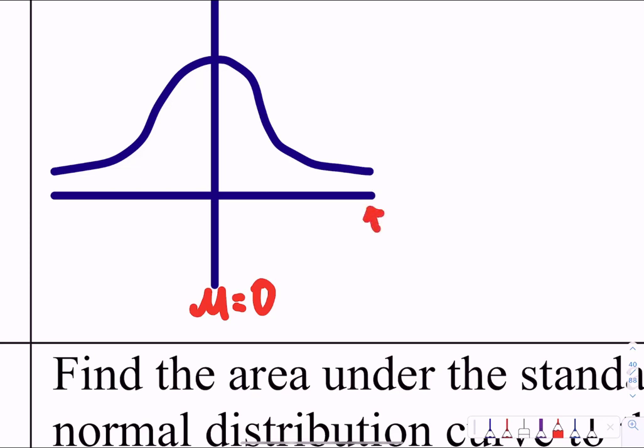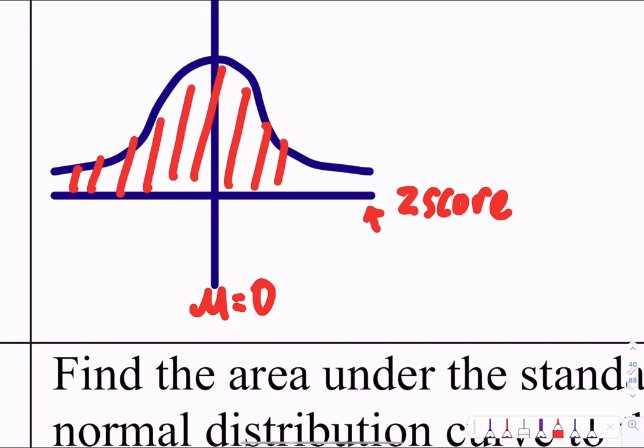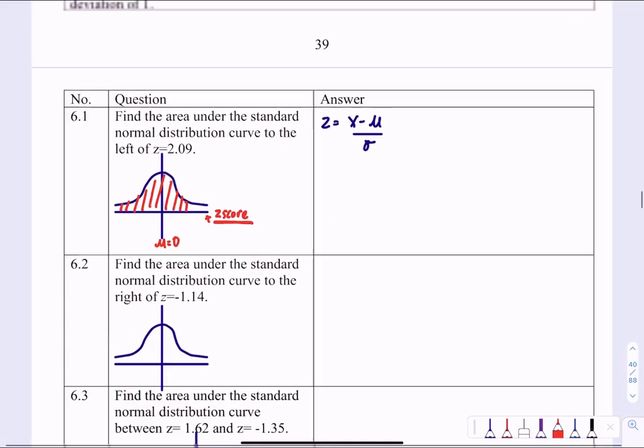This x-axis we call a z-score, and the area under the graph we can find using the table. The area under the graph we can find in the table, and we can also set it up based on the z-score. Jadi what is the z-score? Then we can find the area for that particular part of the graph.